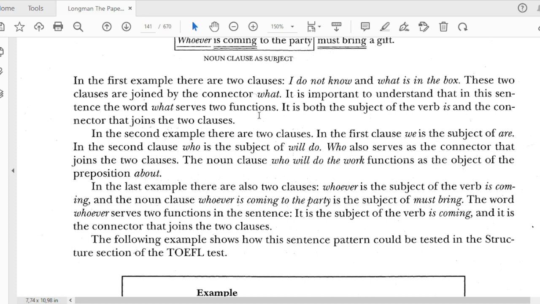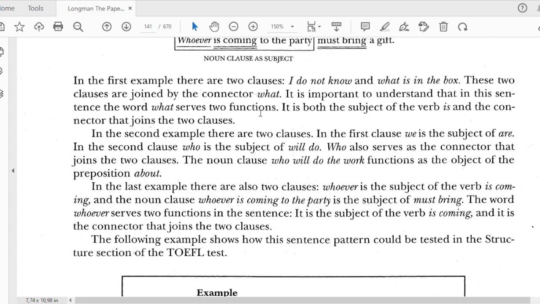In the first example, there are two clauses: I don't know and what is in the box. These two clauses are joined by the connector what. It is important to understand that in this sentence, the word what serves two functions. It is both the subject of the verb is and the connector that joins the two clauses.